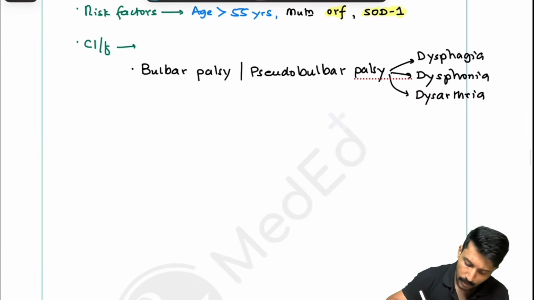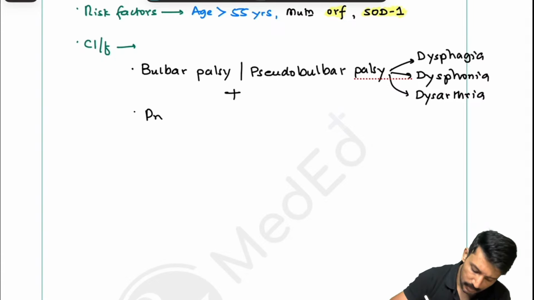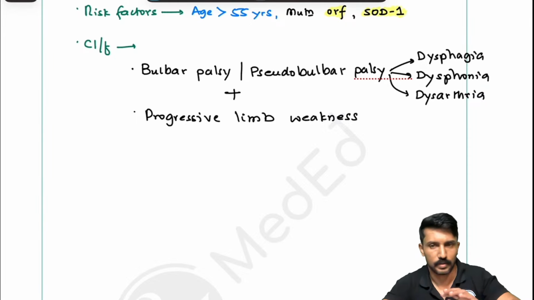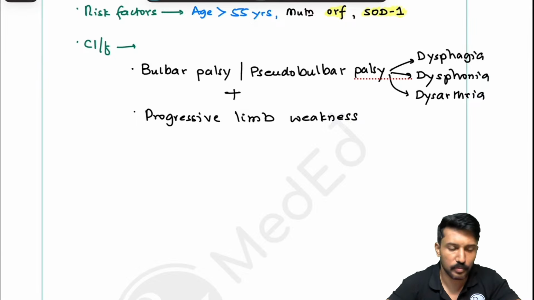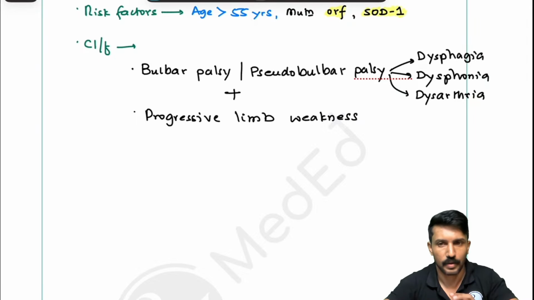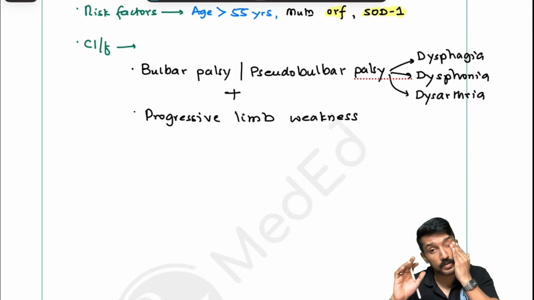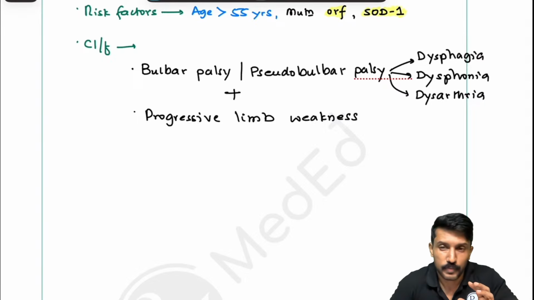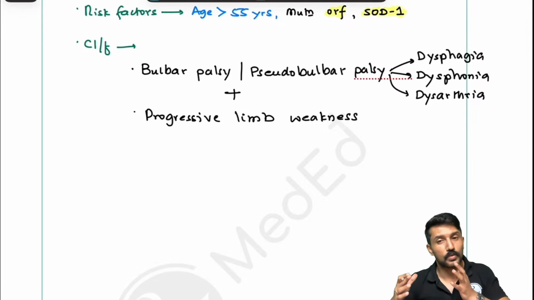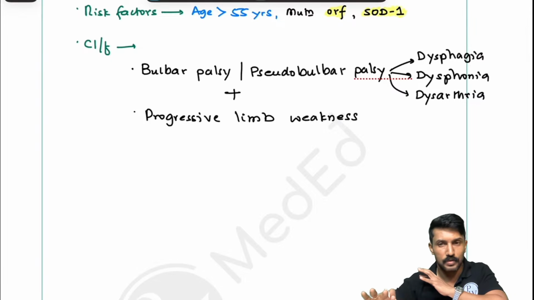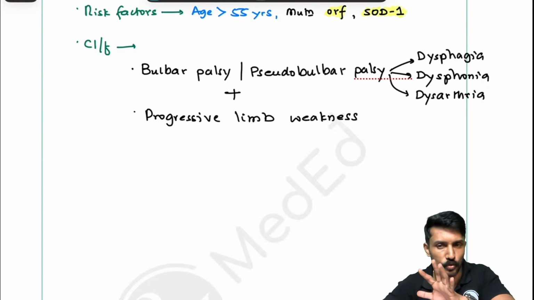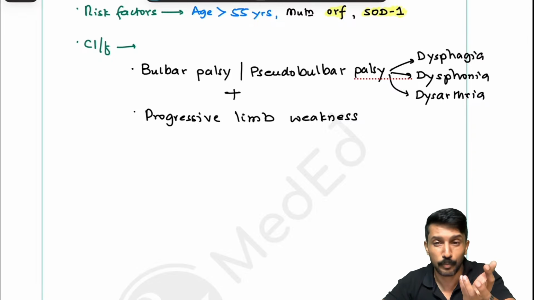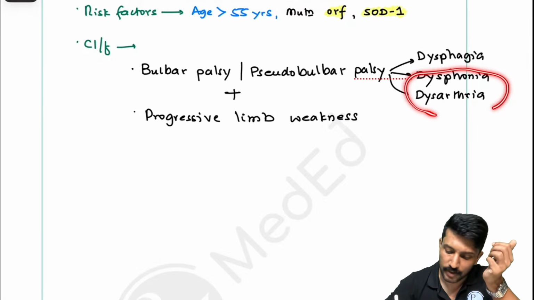Okay. Plus, these people will have progressive limb weakness, which makes them wheelchair bound pretty soon. Okay, clear? And these are going to be our clinical features. You have seen Stephen Hawking, who was a classical case of ALS. So you have seen him on wheelchair because he had progressive limb weakness, because motor neurons, upper and lower both, are being destroyed. And you have seen him speak with the help of a machine because he had dysphonia, dysarthria.